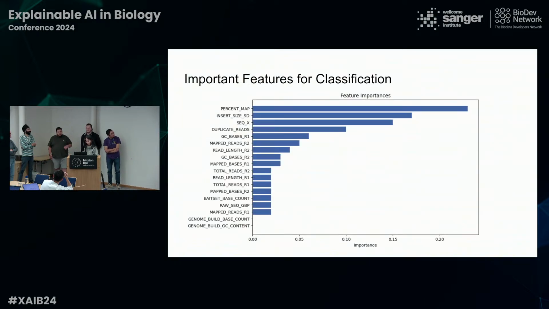Also, one advantage of this kind of model is that it's not a black box model, it's a white box one. So you can actually look into the model and see which features it is using for prediction. In these cases, I think the top features it uses are the percentage mapped, insert size standard deviation, GC, and duplicate rates. I'm not sure if it's the same as what we use for the manual curation, but that's what this model automatically learns for us.